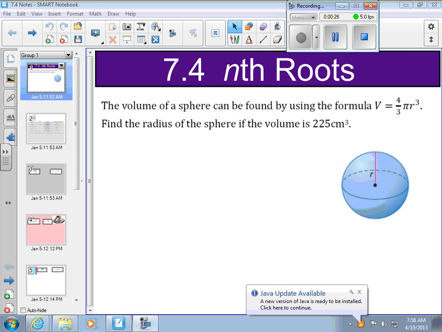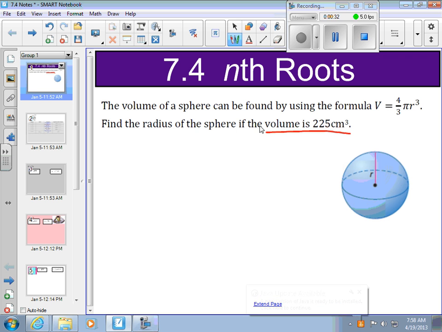Okay, well, they just told us in the end of this one that the volume's 225. So if we put that into our formula for V, what we have is 225 equals 4/3 pi r cubed. Now we want to solve that. In order to solve that, we want to do the opposite in each step. So we're trying to isolate r, get r by itself.